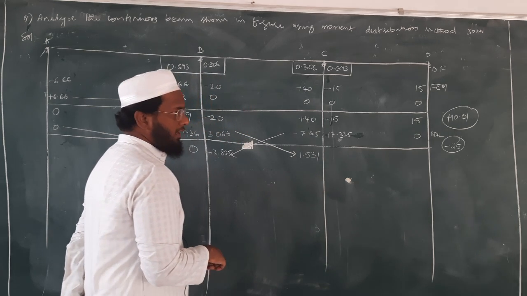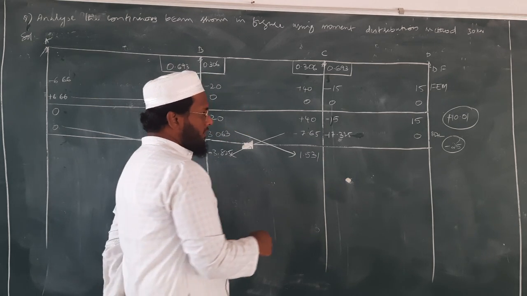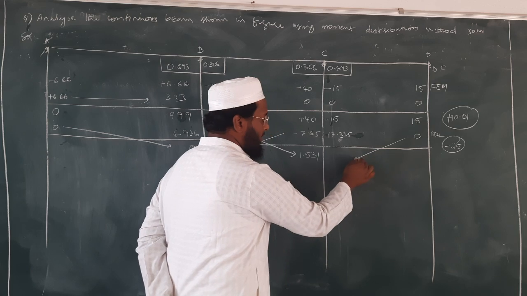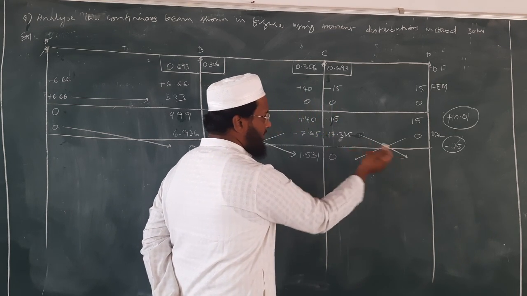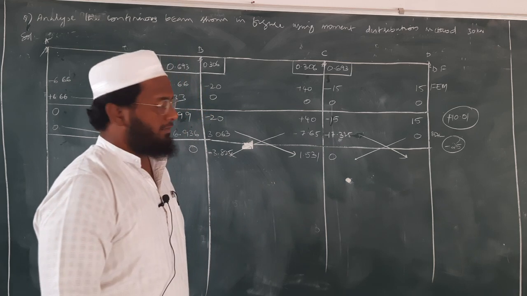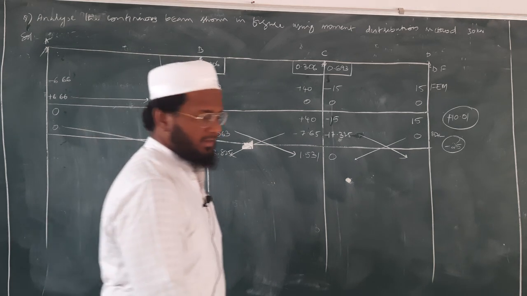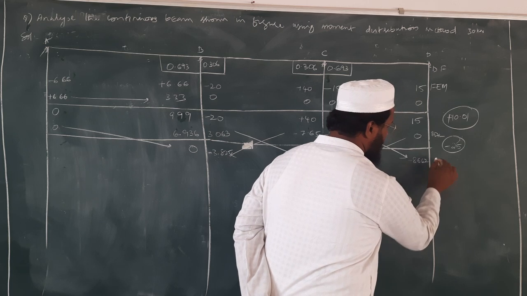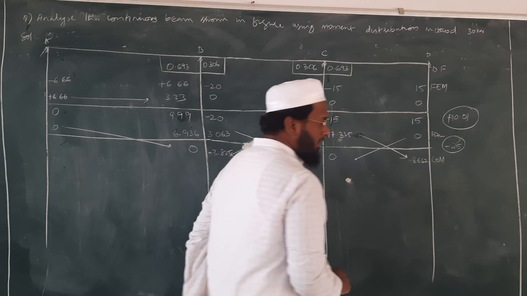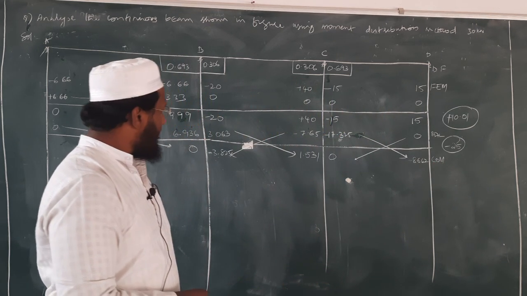1.531. Okay, yes. Now we can take this value and send this value also. That is 0. What about this one? 8 point minus 8.662. So this step is the carry over moment. Okay.